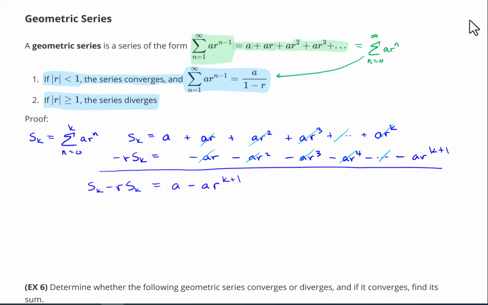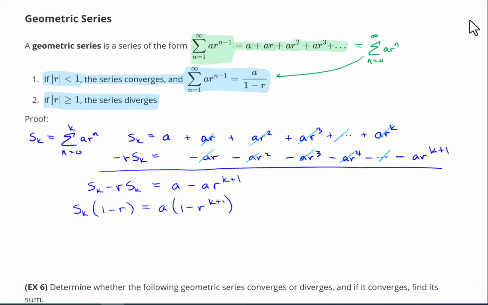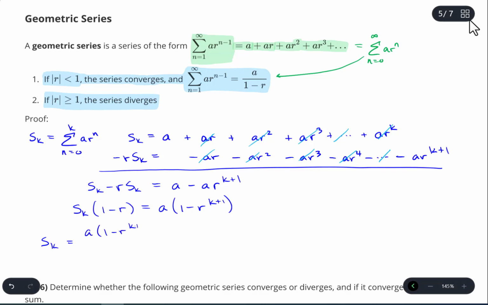But this is kind of a neat situation here. I have a simple formula here. In both the left and right-hand sides, there's common factors that I can pull out to simplify. So I can pull out s sub k from the left-hand side, leaving me with 1 minus r. And I can pull out an a from the right-hand side, leaving me with 1 minus r to the k plus 1. And if I divide both sides by that 1 minus r, what I end up with is s sub k equals a times 1 minus r to the k plus 1 all over 1 minus r.